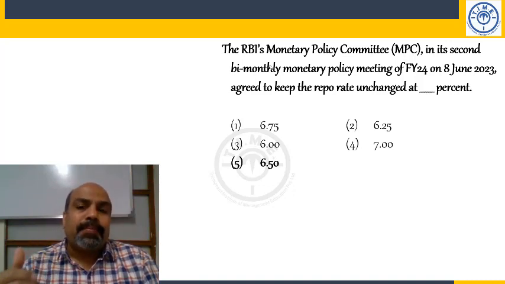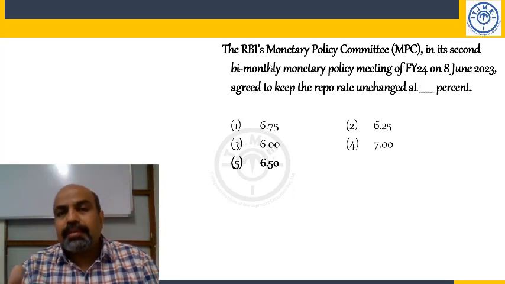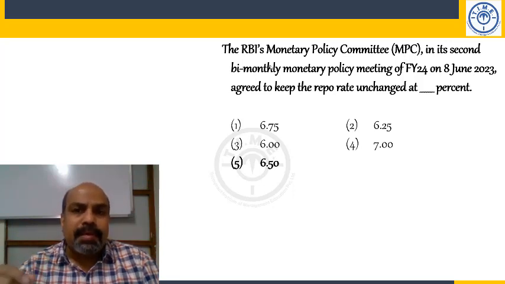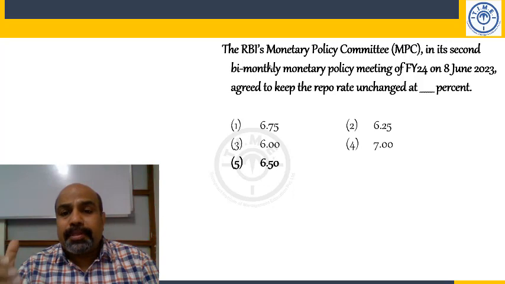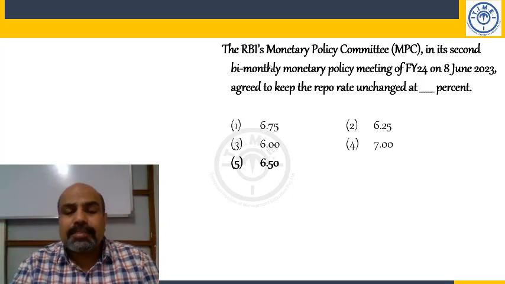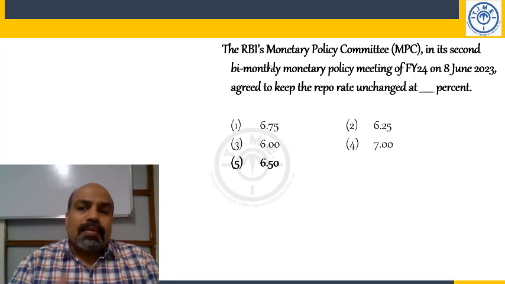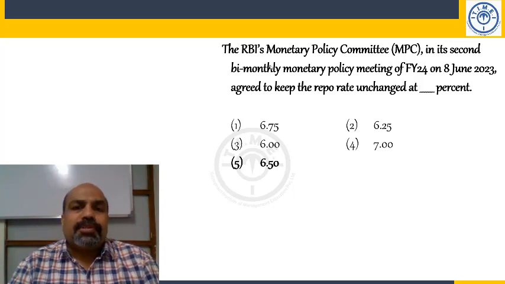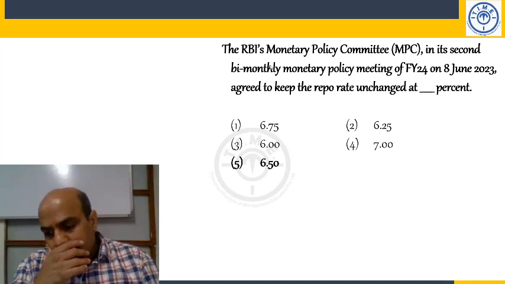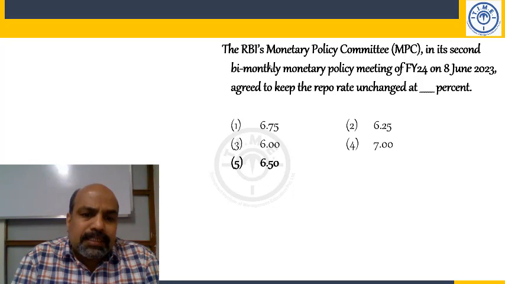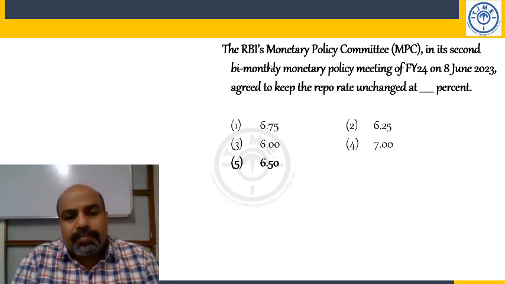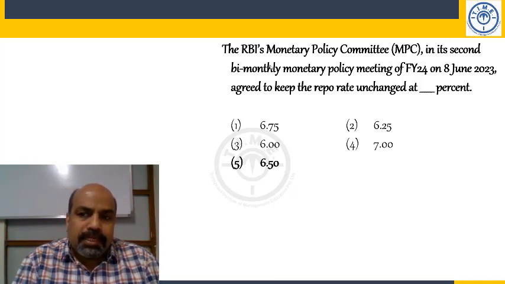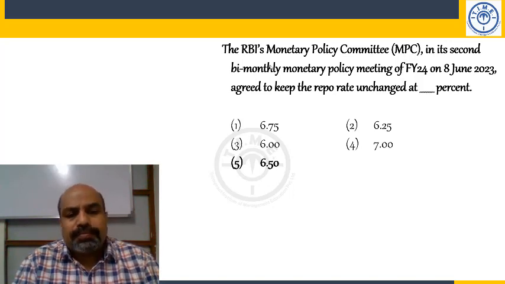Next, 3, Dr. Michael Debabrata Patra, D-E-B-A-B-R-A-T-A, Patra, P-A-T-R-A. Next, Professor Jayant Verma. Next, Dr. Shashanka Bhide, B-H-I-D-E. Next, the last name, Dr. Ashima Goyal.